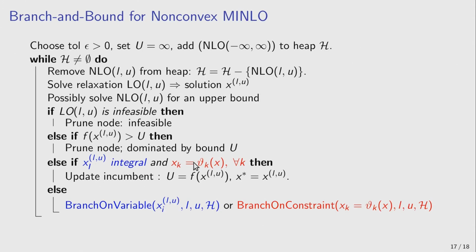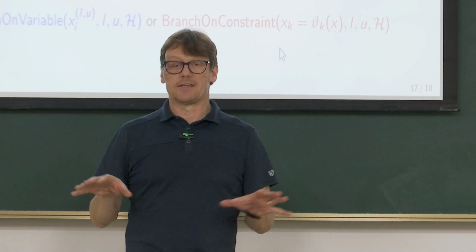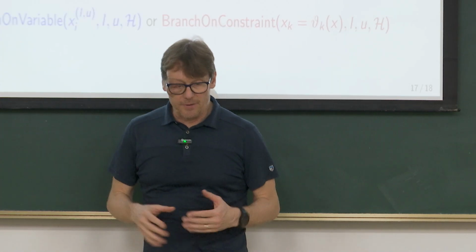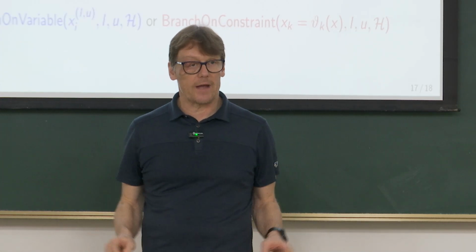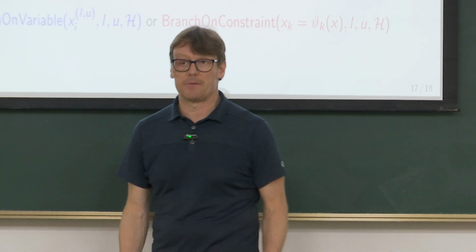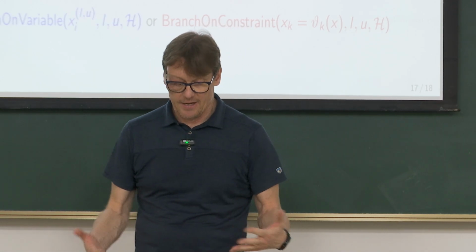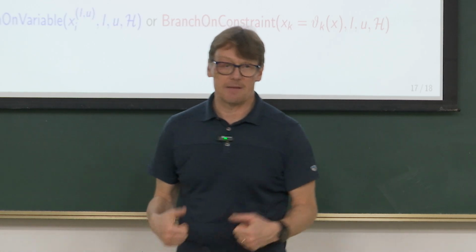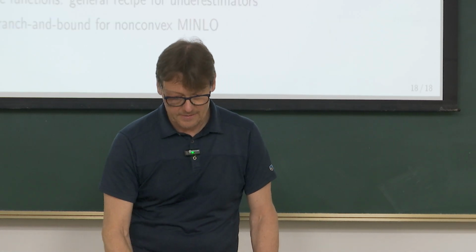And if neither of these are true, then we can either find an integer variable which is non-integral and branch on it, or we can branch on one of these nonlinear expressions. So we can branch on a constraint that's not satisfied. So that's the two options that we have. And a lot of effort probably goes into finding out which one is the better way to do it, and that also might be problem dependent. And it depends on how the nonlinear expressions depend on your integer variables.